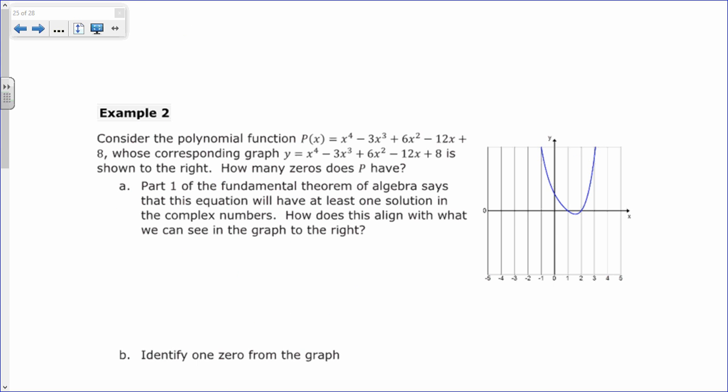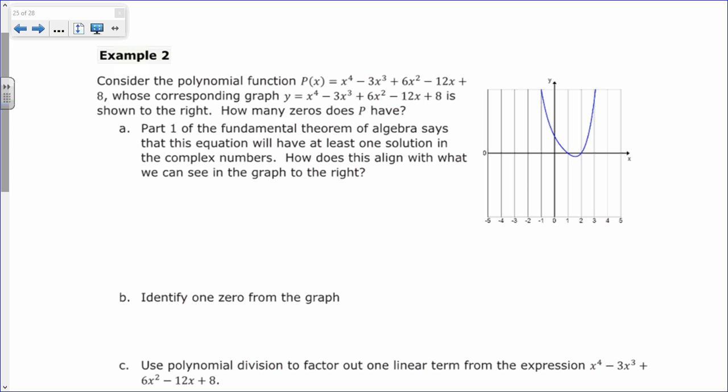Alright, example 2. Consider the polynomial function p of x equals x to the fourth minus 3x cubed plus 6x squared minus 12x plus 8, whose corresponding graph is y equals that same function, as shown to the right. How many zeros does p have? Part 1 of the fundamental theorem of algebra says that this equation will have at least one solution in the complex numbers. How does this align with what we can see from the graph at the right?